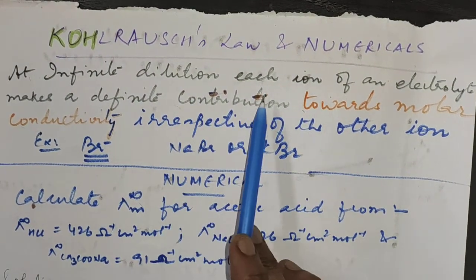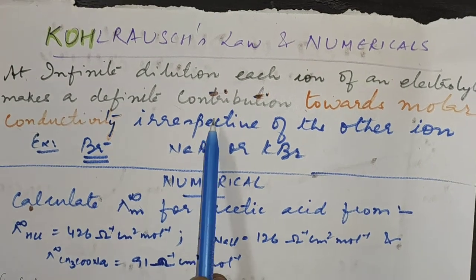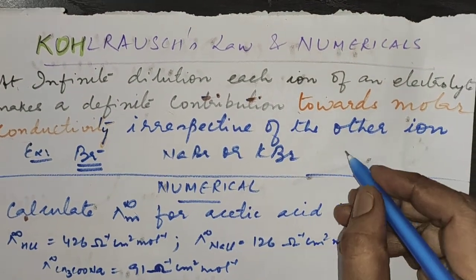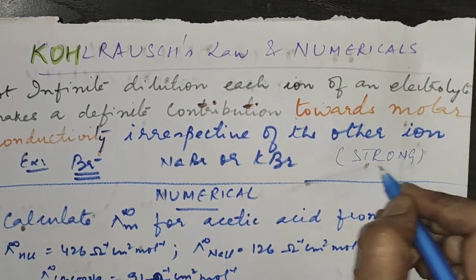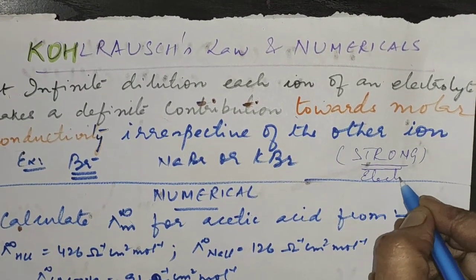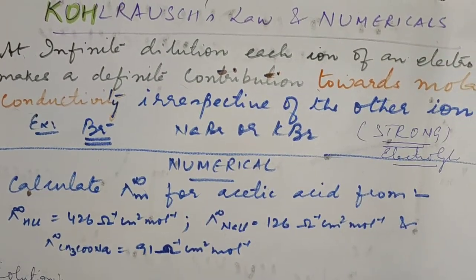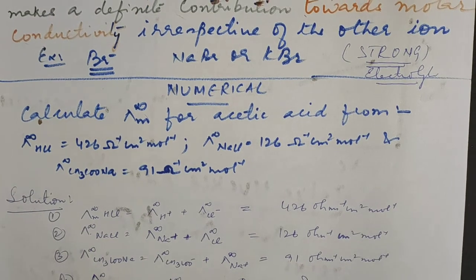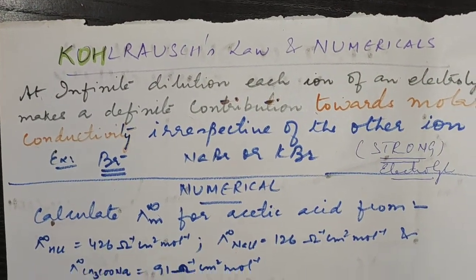So that is what the law says, that at infinite dilution, each ion of an electrolyte makes a definite contribution towards molar conductivity irrespective of the other ion. This is mainly meant only for strong electrolytes, not for all. So bear it in mind, Kohl-Rausch's law is meant only for strong electrolytes. Now the thing is, what will you do for weak electrolytes? For weak electrolytes, I can find out the infinite dilution value through an indirect method.